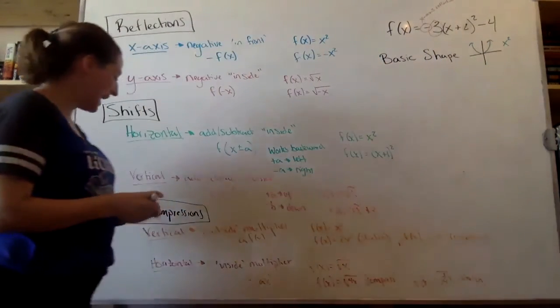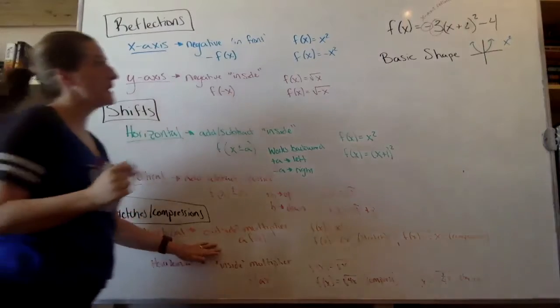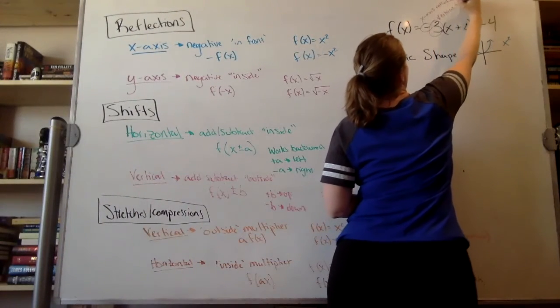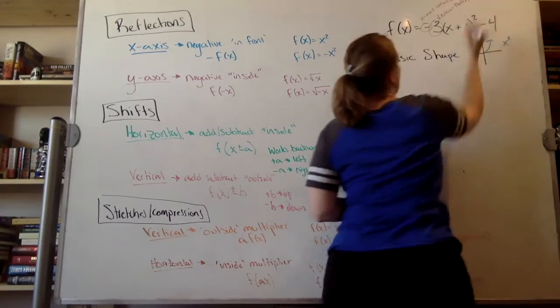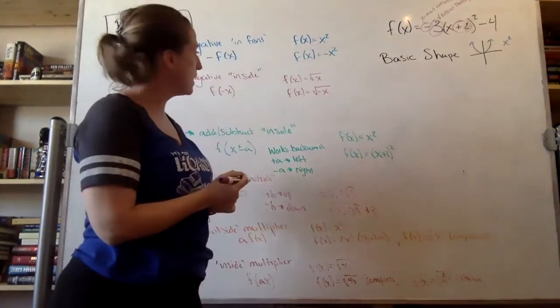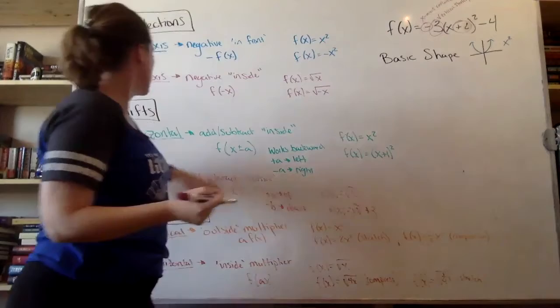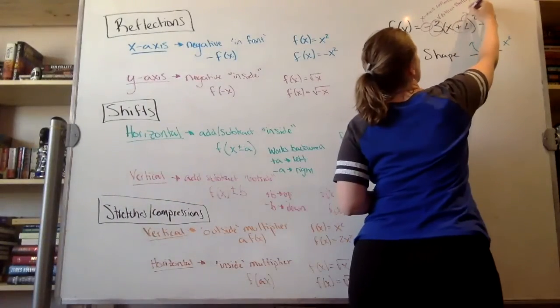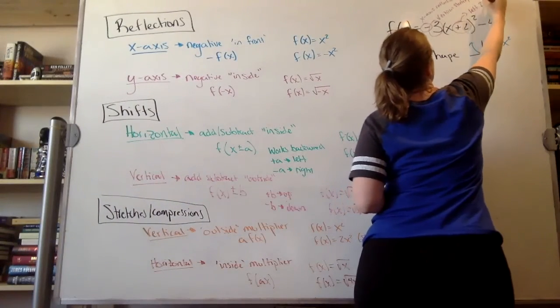Now this multiplier is outside, so this is going to represent a vertical stretch. Okay. Now we've got this plus 2. That plus 2 is inside with our squaring, so what is that going to be? Well, that's going to be a horizontal shift, and that's going to represent a horizontal shift of left 2.